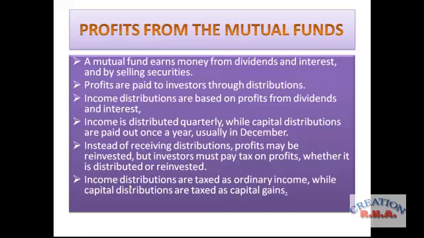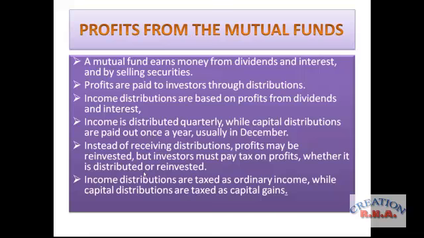As I already explained, profits would be paid to the investor through the distribution. Income distributions are based on the profit from the dividend and the interest. This is the income distribution that is made quarterly. Okay, they may give you a quarterly distribution of whatever the profit is, and a dividend, or maybe yearly, depending upon maybe 6 months, whatever it is.